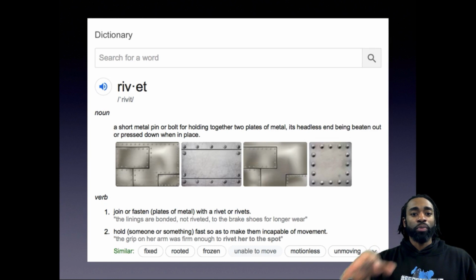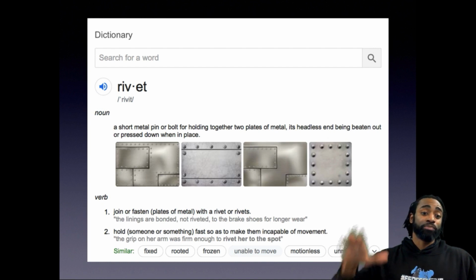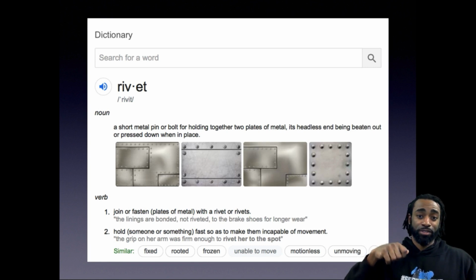Rivets: a short metal pin or bolt for holding together two plates of metal, its headless end being beaten out or pressed down when in place. Okay, these metal sheets are fastened together and riveted in place in order to make the structure secure. They want to have the frame nice and tight, right? That's why they use rivets. Verb: join or fasten plates of metal with a rivet or rivets. Two: hold someone or something fast as to make them incapable of movement.